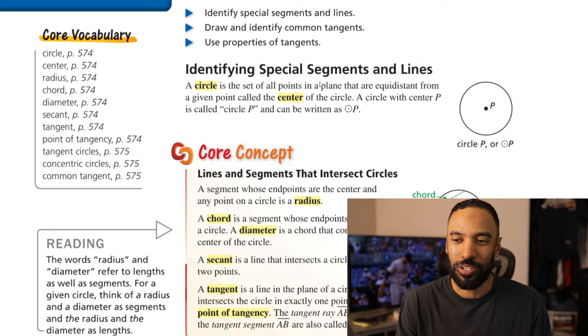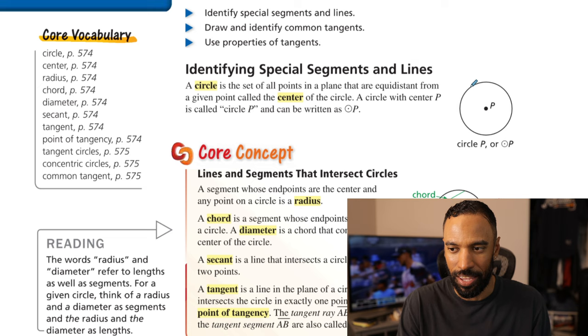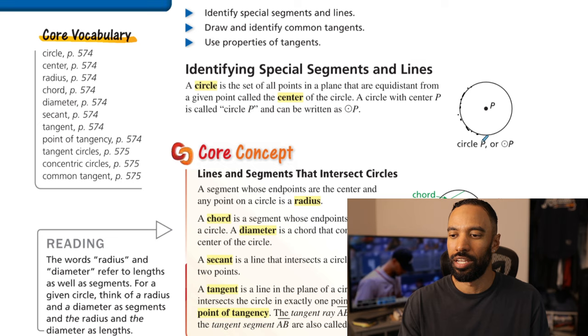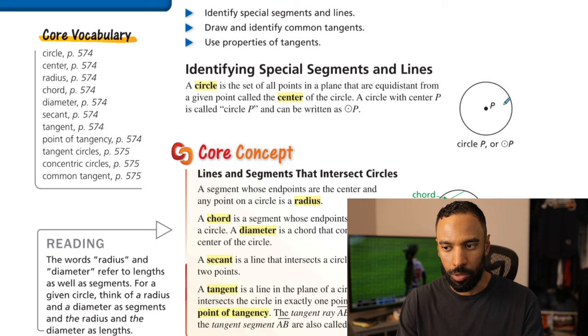Identifying special segments and lines. All right, a circle is a set of all points in a plane that are equidistant from a given point called the center. You know, a circle has no sides to it, right? It's not a polygon. It doesn't have sides. It doesn't have angles. All of these things right here are all points that are on the circle, and all these are the same distance away, some radius that is all congruent, right? That's how you define a circle. It's an enclosed shape, two-dimensional and all that.